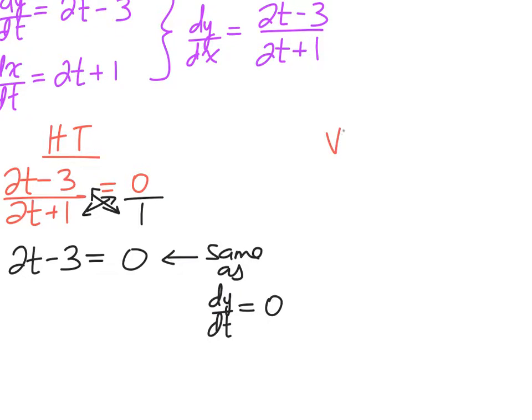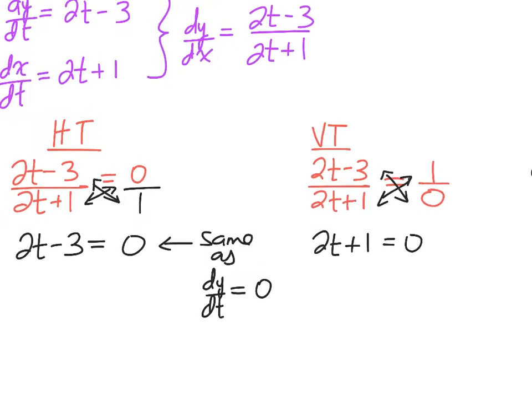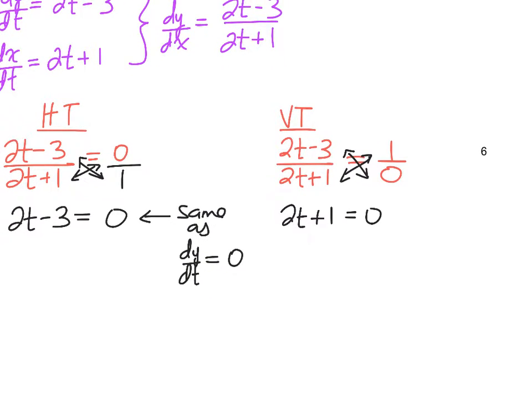Apologies. For the vertical tangent, 2t minus 3 over 2t plus 1, I'm going to set that equal to 1 over 0. Again, cross multiply, and we'll be looking at 2t plus 1 equals 0. And again, same idea.